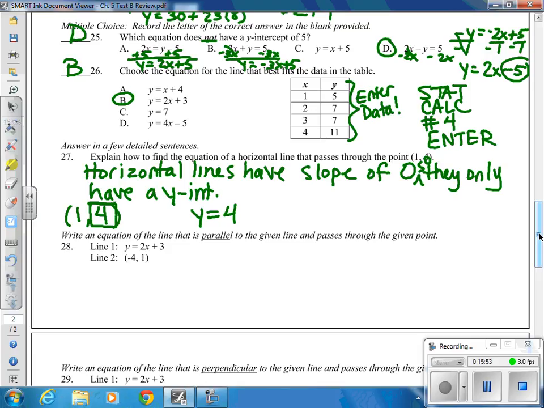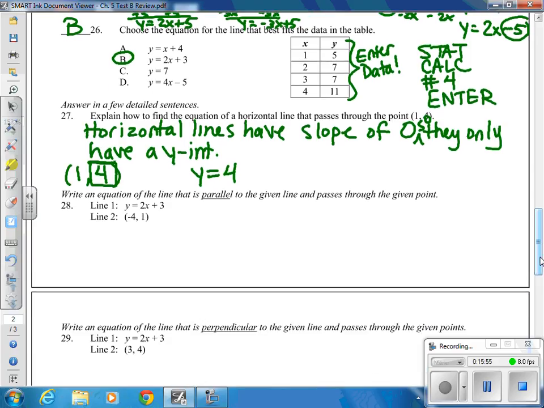For number 28, you're asked to write a line that is parallel to the given line and goes through the given point. So my original line is line 1, right? And line 2 has to go through -4, 1. Remember, you always start by identifying your parallel slope, and that's the same slope as the one that already exists, so that'd be a 2.